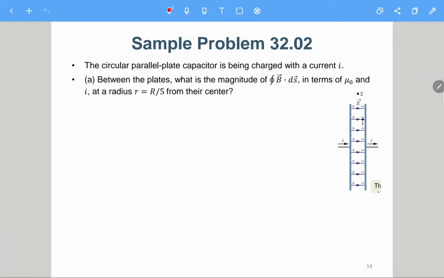Okay, so here let's take a look at this sample problem. A circular plate capacitor is being charged with a current I. So we have current I between the plates. What is the magnitude of B dot ds in terms of mu naught and I at radius R?